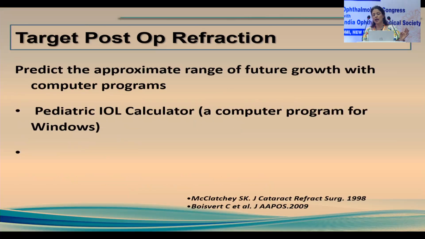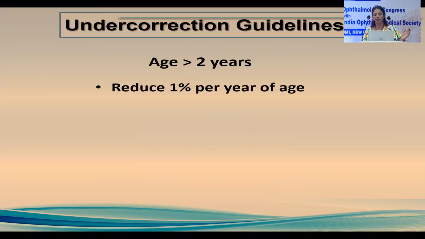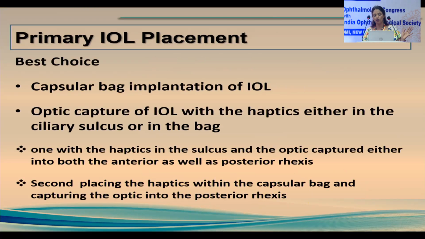We have pediatric IOL calculators, Windows-based programs which are available online. And these are general undercorrection guidelines which can be followed, in percentages. It is usually less than 2 years which is more controversial. For above 2 years, it's very straightforward: 10% undercorrection, or even lesser as we move with age, reduce 1% per year of age. And the best choice would be in-the-bag placement of IOLs and doing an optic capture of that.